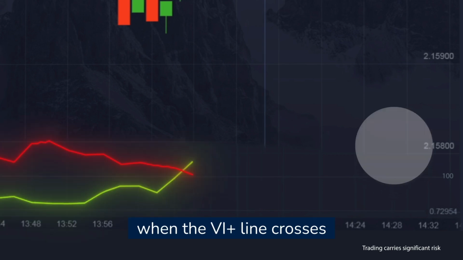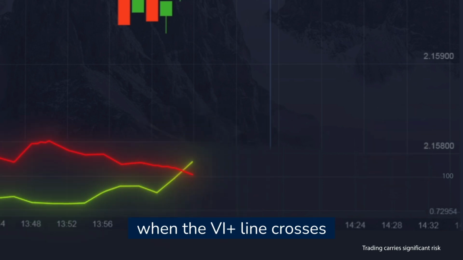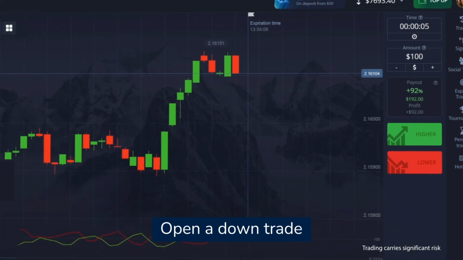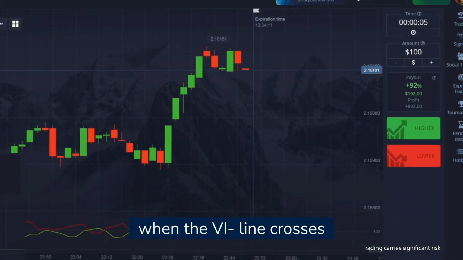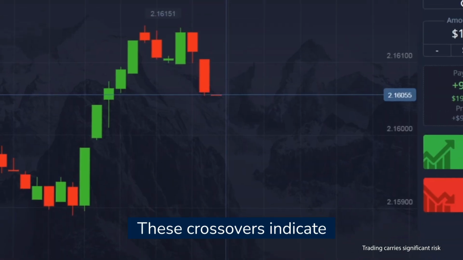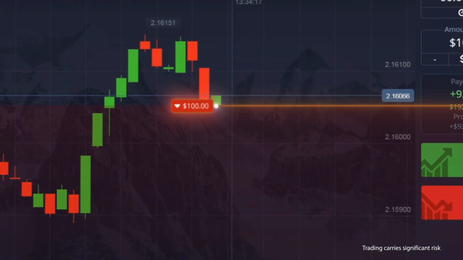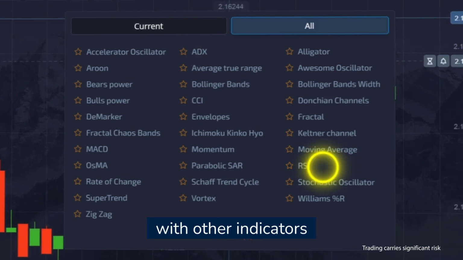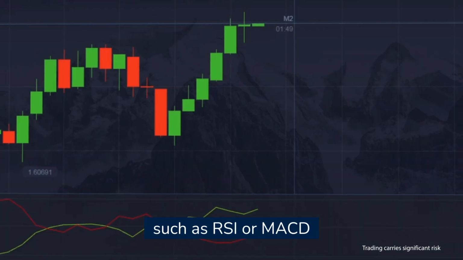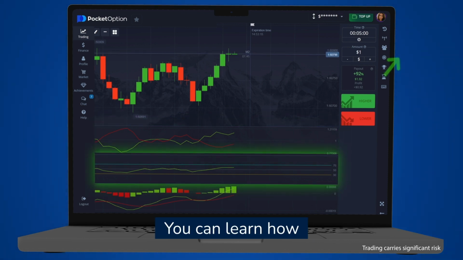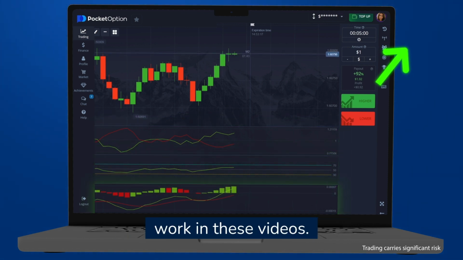Open an up trade when the positive vortex line crosses the negative vortex line from bottom to top. Open a down trade when the negative vortex line crosses the positive vortex line from top to bottom. These crossovers indicate the beginning of a new trend. Combine vortex signals with other indicators such as RSI or MACD to increase accuracy. You can learn how the RSI and MACD indicators work in these videos.